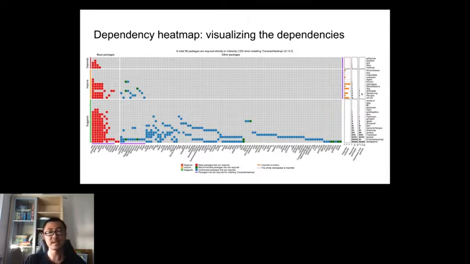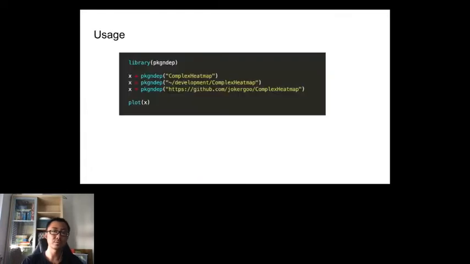To use this package, it's very simple. You basically use this pkgndep function. You can just specify the name of the package, or the local path, or the URL of the package. Then you run the plot function, and it produces this dependency heatmap.